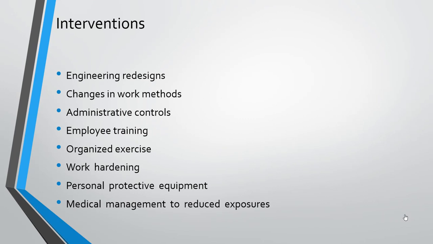There are a variety of actions that can be taken in the workplace to eliminate or reduce the risk of musculoskeletal disorders. According to Smith, the interventions include engineering redesigns, changes in work methods, administrative controls, employee training, organized exercise, work hardening and work conditioning, use of protective equipment, and medical management to reduce the exposures.